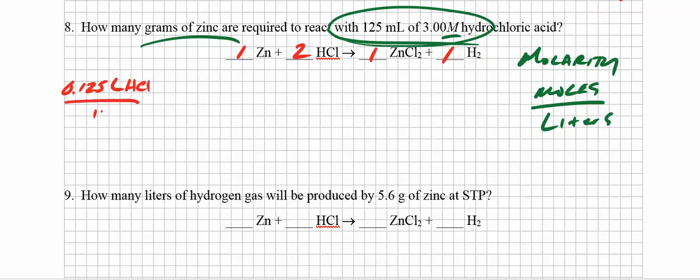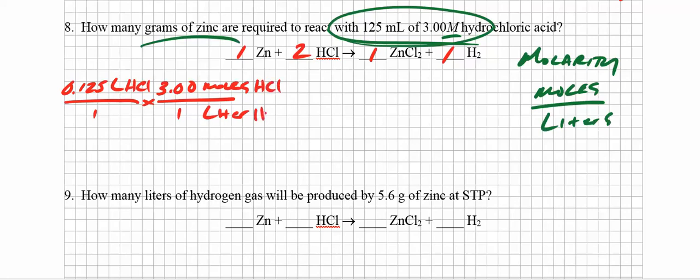Now look what I'm going to do. I'm going to multiply that number by the molarity. But instead of writing capital M, I'm going to write 3.00. What did I say molarity was? Moles per liter, right? That's what we mean by molarity. 3.00 capital M means 3.00 moles of HCl per liter.